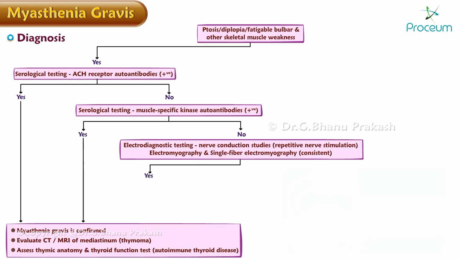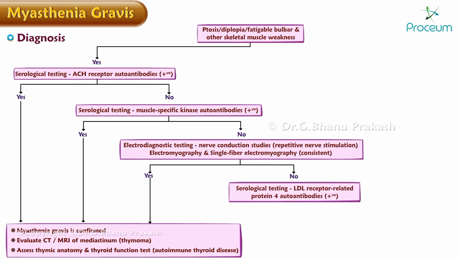If yes, myasthenia gravis is confirmed. Evaluate for associated conditions as mentioned above. If no, perform serological testing for low-density lipoprotein receptor-related protein 4 autoantibodies and see if the results are positive.